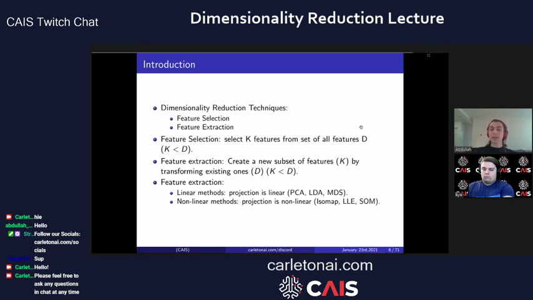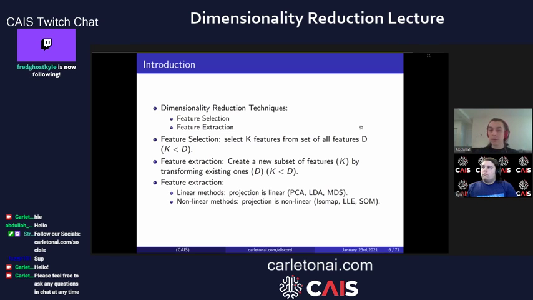And feature extraction can be divided into two main approaches, linear methods and nonlinear methods, right? So linear methods, when we transform the data, we do a linear transformation. And this includes principal component analysis, linear discriminant analysis, multidimensional scaling. However, there are nonlinear methods, which we can talk about in the future, where when you transform the data, the transformation does not have to be linear.